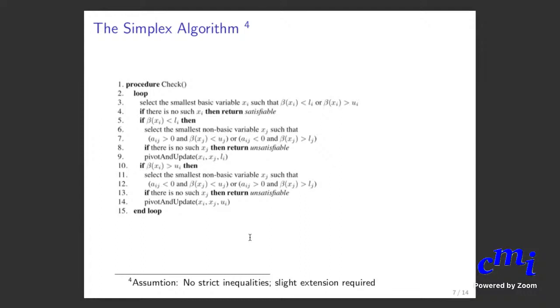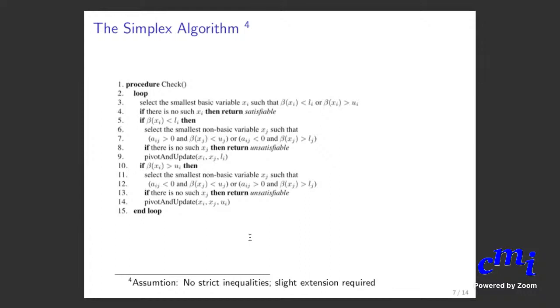All zeros. I think there may be various other things that you could do, but let's assume it is 0. I think it works for any other assignment as well. So you pick the smallest variable that violates its bounds, either of its bounds. And if there is no such xi, then the current assignment is satisfiable.